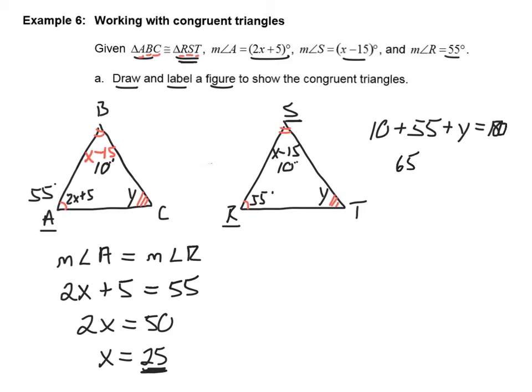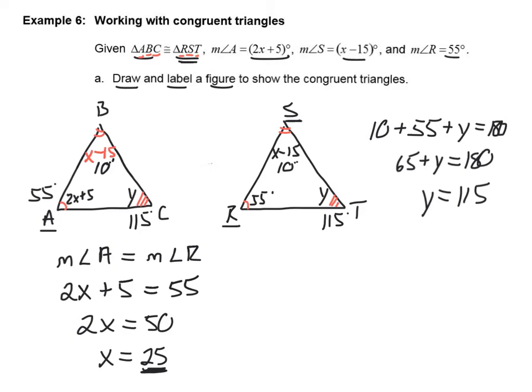So we end up with 65 plus Y equals 180. And it looks like Y equals 115. So my last angle, angle T, and angle C are both 115 degrees.